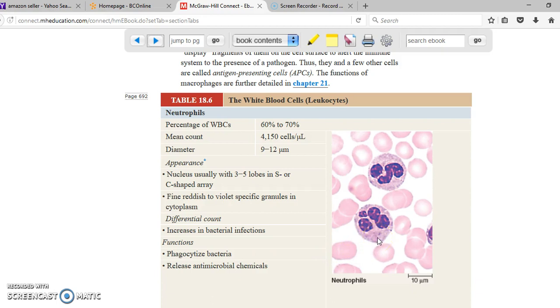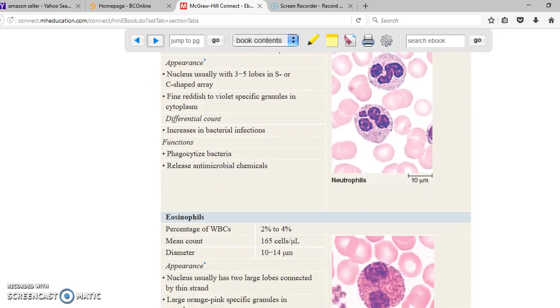So a couple of characteristics regarding the neutrophils is that they are the most abundant white blood cell that you're going to find in the blood smear, as well as the functions that they have, which is that they eat bacteria, phagocytize bacteria, and release antimicrobial chemicals. These chemicals are the ones that you're going to find in the granules. So those are some of the characteristics that you're going to find for neutrophils.